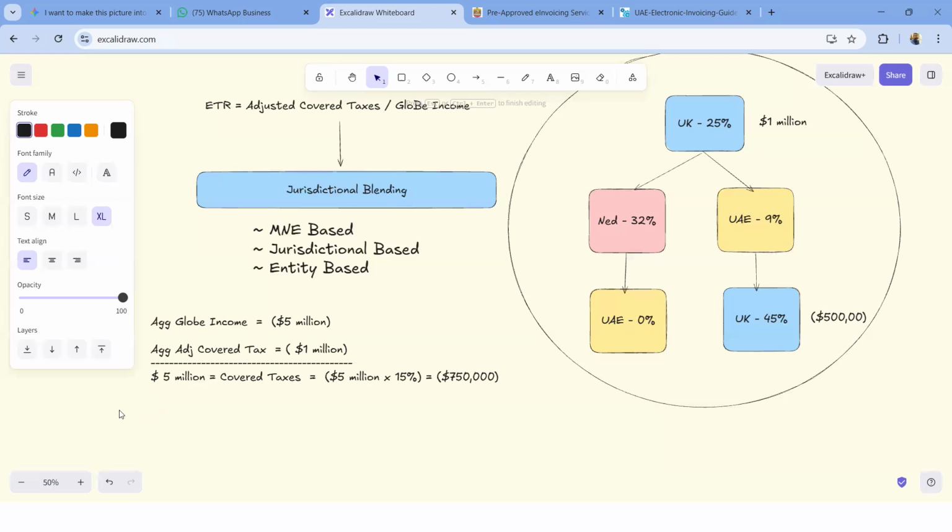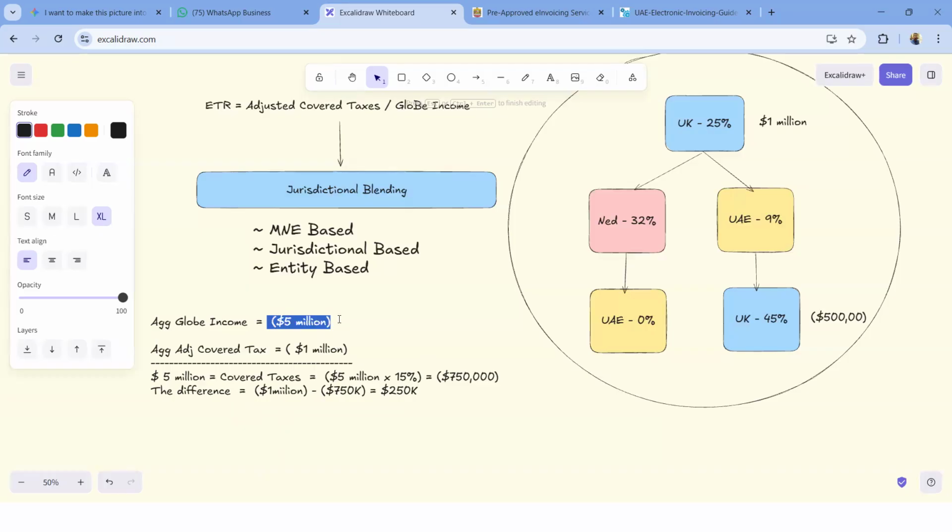Now, if your adjusted covered taxes is negative 1 million, that means you are still a low tax jurisdiction. Your tax rate is way below, or you are getting a refund. So the difference, that is negative 1 million minus negative 750,000, which is going to be 250K you have to pay as a tax. Are you getting it? This we will learn later, the loss adjustment, but basically the logic is this.